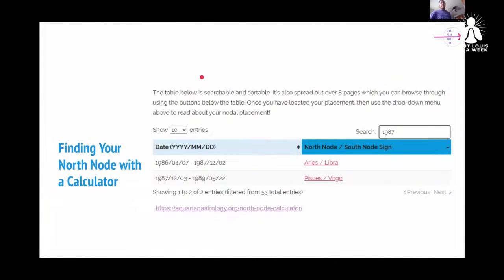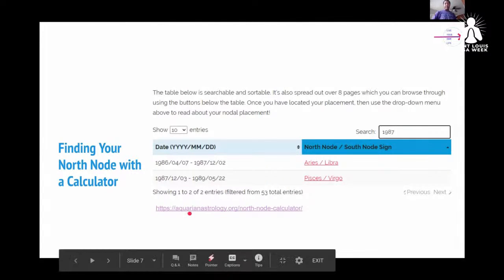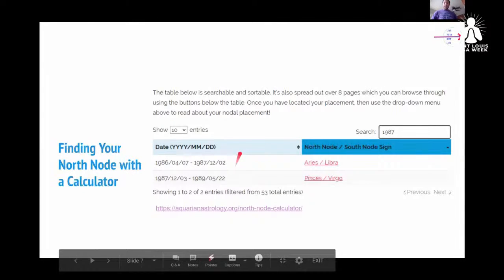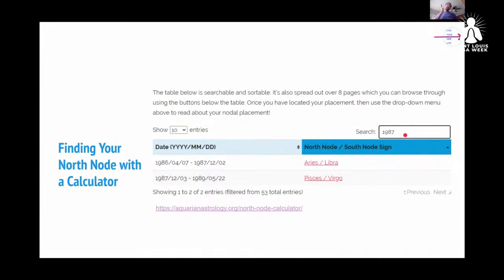If you are using a calculator, so you don't want to use that website and get your full birth chart, or you don't have a specific birth time, that's fine. There's a calculator, and I typed in the URL for this down here as well, aquarianastrology.org. There's a couple of these that you can find, but I like this one because you can search for things. You would just put in your birth year, even, would probably be sufficient. The North Node moves every 18 months. So if you put in a year, there'll really only be 2 options, just depending on what the date is.